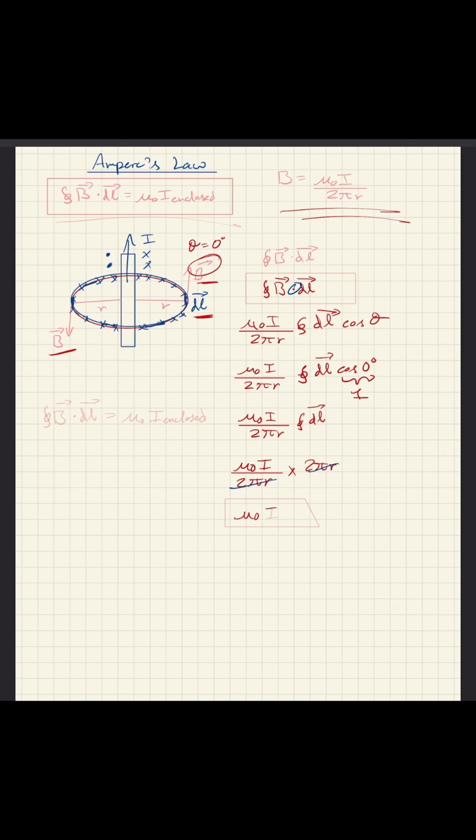Mu naught times I. And what was our initial line integral that we needed to reach? The line integral of B dot product of dl equals mu naught I enclosed. So what did we solve for here? We started initially with said line integral, and we ended with this. So therefore, we solved that line integral of B dot product dl equals mu naught I enclosed, because said imaginary circle we have must be enclosed for this to work.